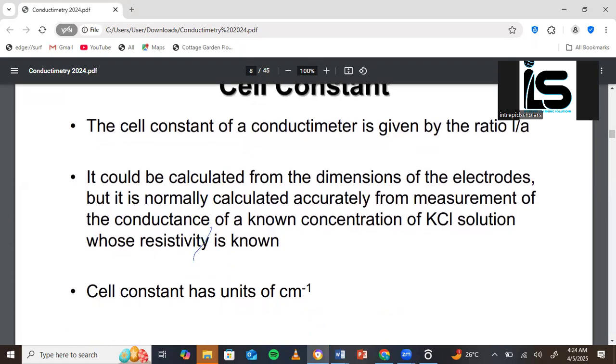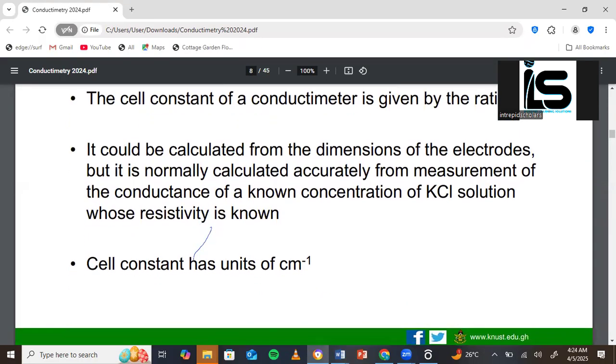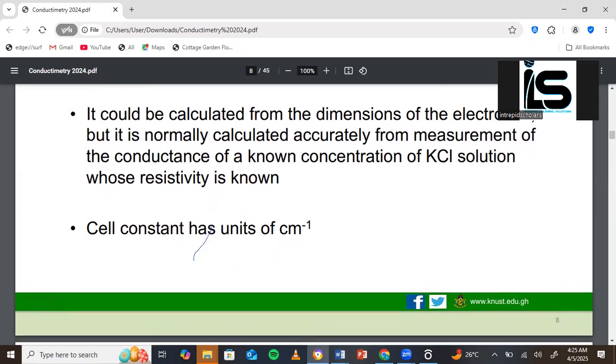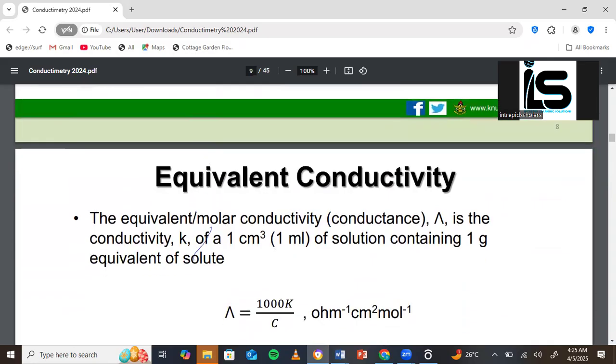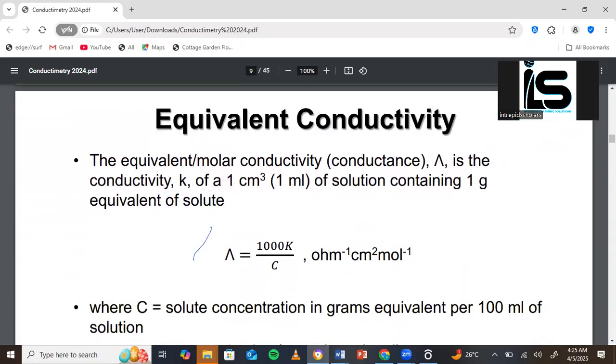Now we are saying the cell constant of a conductivity cell is given by the ratio of the length over the cross-sectional area. It could be calculated from the dimensions of the electrode, but it is normally calculated accurately from measurement of conductance of a known concentration of KCl solution whose resistivity is known. The cell constant has a unit of per centimeter. Very simple. So we are done with everything around the cell constant. We will do some calculations later in the slide.